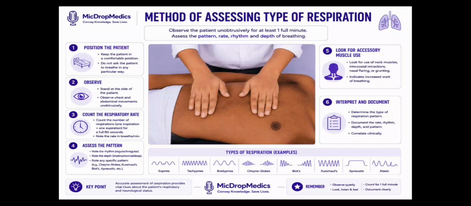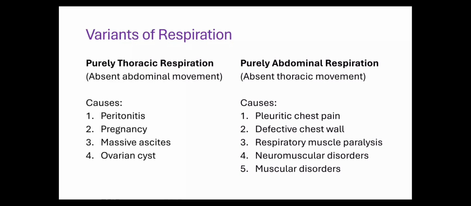In this image, you can see, as we have already discussed, how to examine the type of respiration. One hand is placed on the chest and the other on the abdomen. The dominant movement determines whether respiration is abdominal or thoracic. Let's look at what happens when these patterns completely split apart into pathological extremes.